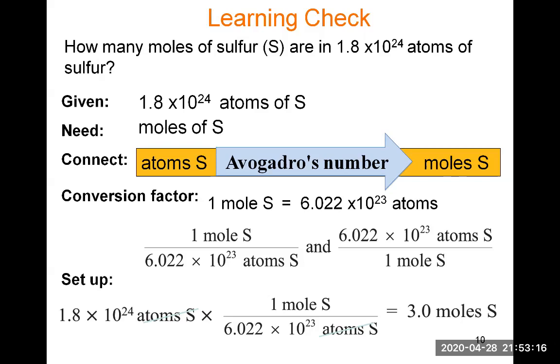So here you see that it's equal to 3 when it's rounded to 2 sig figs, because we have 2 sig figs in 1.8 and 4 sig figs in the Avogadro number, and the 1 mole is an exact number. So we need to keep 2 sig figs in the end, and that will be 3.0 moles of sulfur.